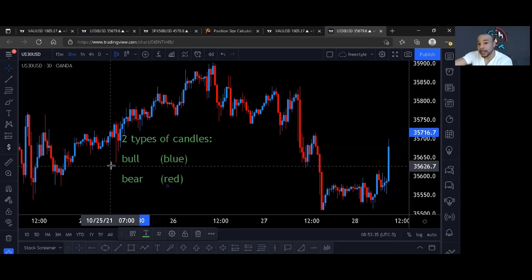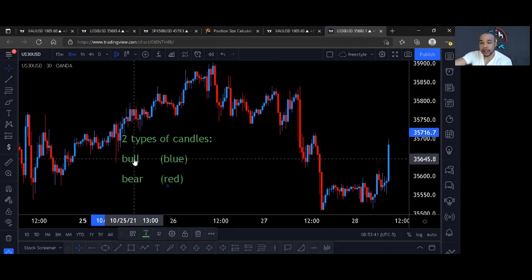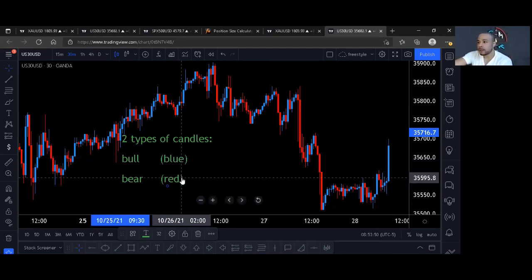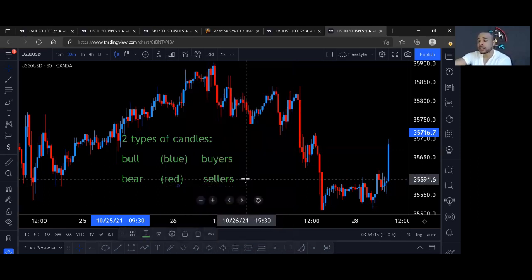And that brings me right into the next point on two types of candles. You got your bull candle or your bear. Now you need to know how to decipher the two. Well, blue are my bull candles, red are my bear candles. So now we can look at, what do these candles mean? What are these candles telling us? Well, the blue candles, which are the bull candles, are representing the buyers. The red candles, which are your bear candles, are representing your sellers.